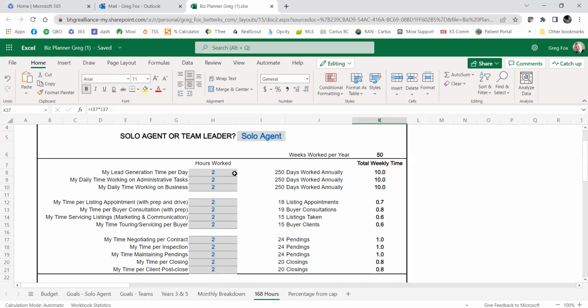I know Tammy does a lot of door hangers and some farming areas around the listings and things she has. So she spends some time on it, and that takes design and implementation. She's got to design the thing, get it printed, go hang them on doors. You have to figure out how much time every day you're going to spend on lead generation.